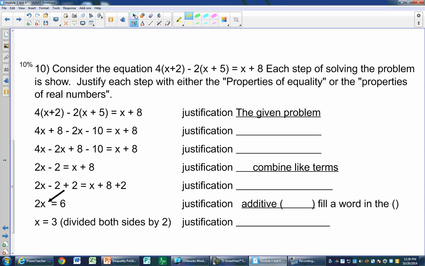Consider this equation. Fill in with the justification. So what property did I use? First thing, looks like I did 4x, 4 times x and 4 times 2. Why can we do that? Distributive property. Then what's going on here? Looks like that order changed. Order changed with addition and subtraction. Actually, just with addition. It's commutative property of addition.